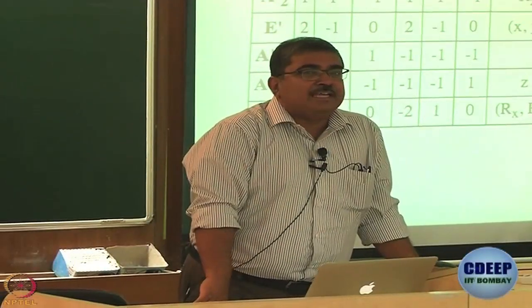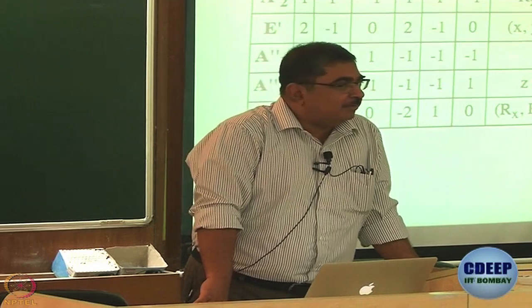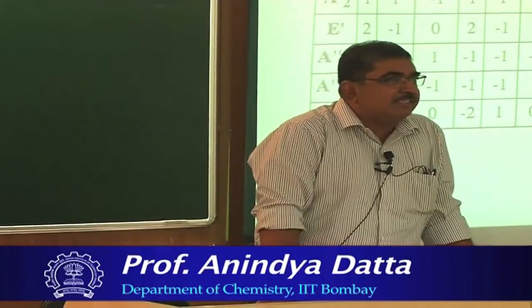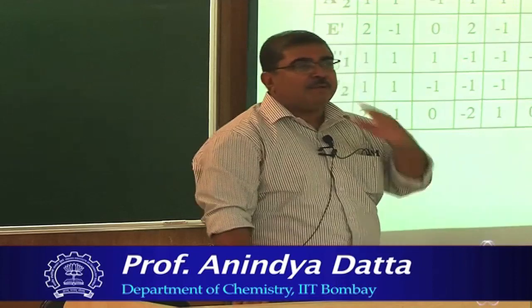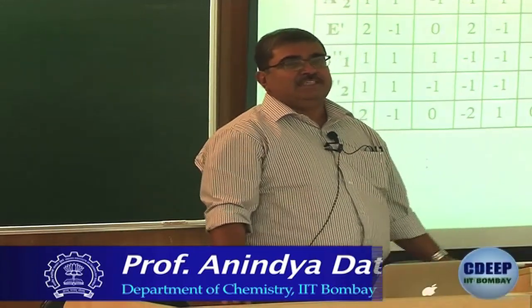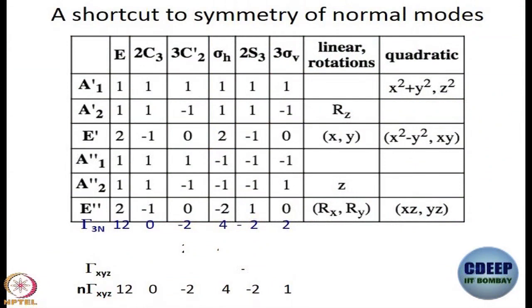Looking at how the x, y, z coordinates of each atom transform in response to every symmetry operation, we have been able to come up with a reducible representation, right. And if you remember, this is what the representation is. This is what we called gamma 3n: 12, 0, minus 2, 4, minus 2, 2. We will learn a shortcut to arrive at this reducible representation without having to explicitly look at the transformation of each of those xi, yi, zi coordinates one by one.